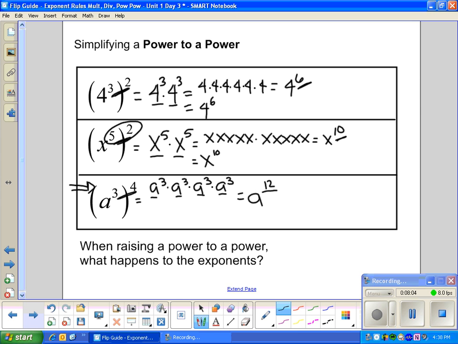5 times 2 is 10. 3 times 2 is 6. We've discovered a new property, a new shortcut. So when raising a power to a power, what happens to the exponents? I'm going to multiply the exponents. If you need to rewind me and watch that again, that's fine. Go ahead.